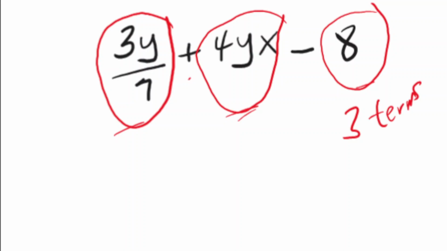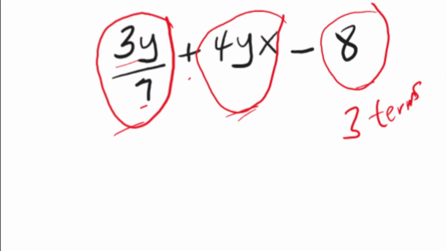The only things that separate terms are addition and subtraction. Multiplication and division are not counted as separating terms. So I can't say 3y divided by 7 means 3y is a term and 7 is also a term. No, all these are together. 3y out of 7 are together. So that is what a term is.